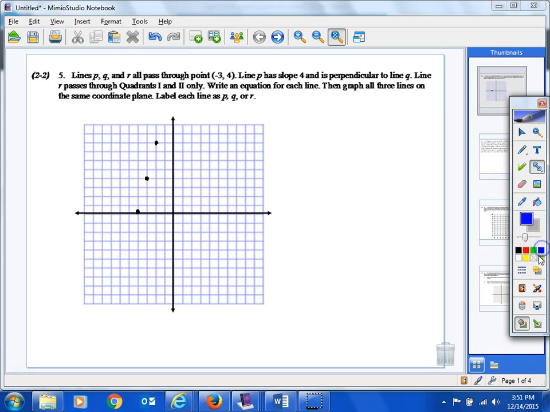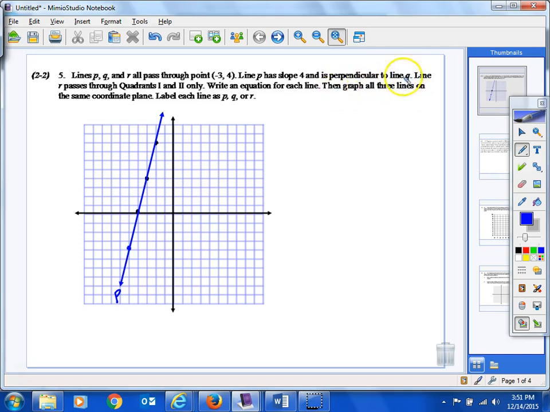And we'll do some colors just so we can keep these lines fairly straight. So let's do this one in blue. 1, 2, 3, 4, 1. All right, I think we're ready to draw line P. All right, and let's just label that. Here's line P.